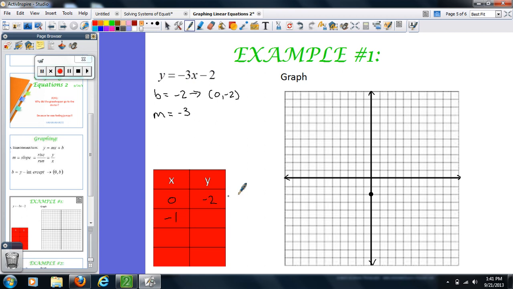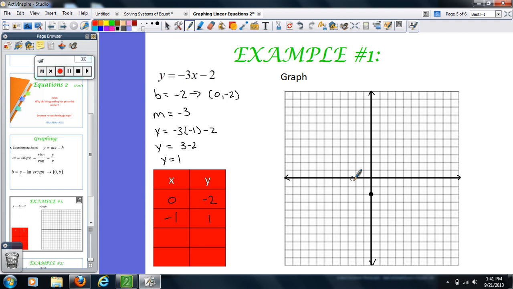So I'm going to pick negative 1. And I'm going to plug negative 1 in now. So I've got y = -3 times -1 - 2, which means y equals, this is going to be 3 - 2, which means y = 1. So this is going to be one of my next points.